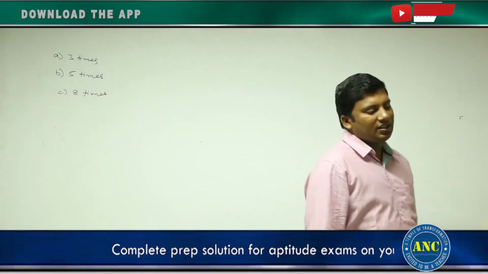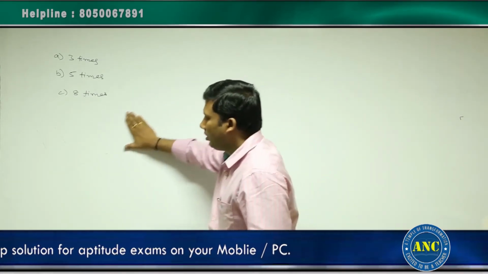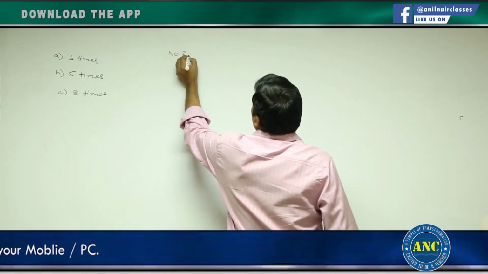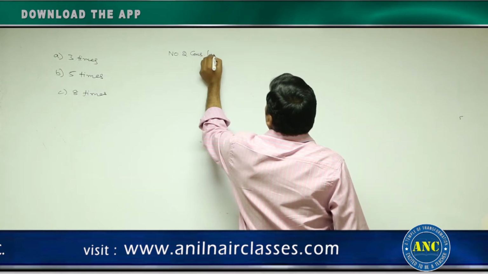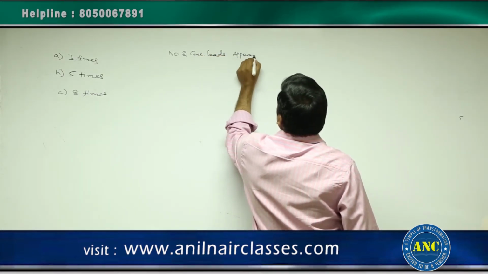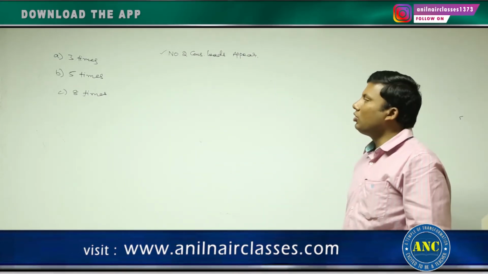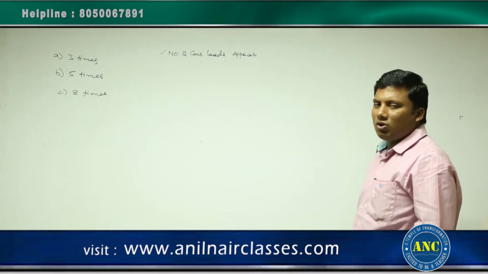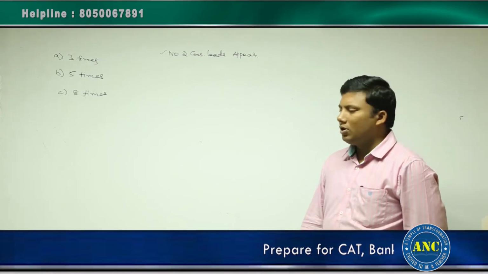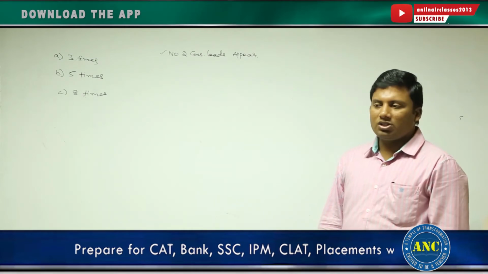How many ways exist such that no two consecutive heads appear? No two consecutive heads or no two consecutive tails, both will be the same. Answer: no two consecutive heads appear.